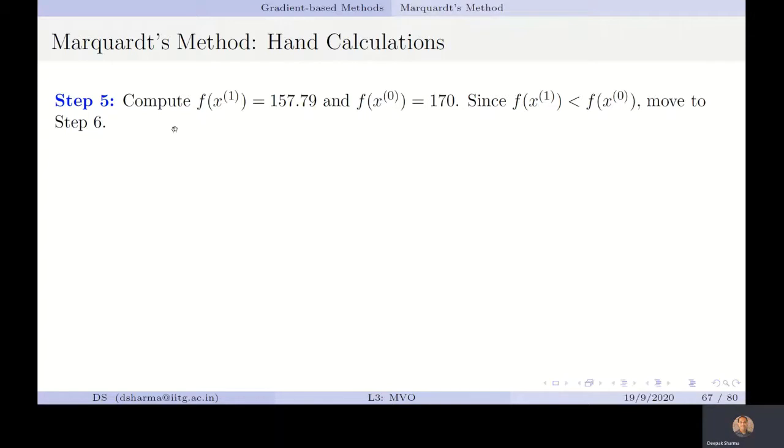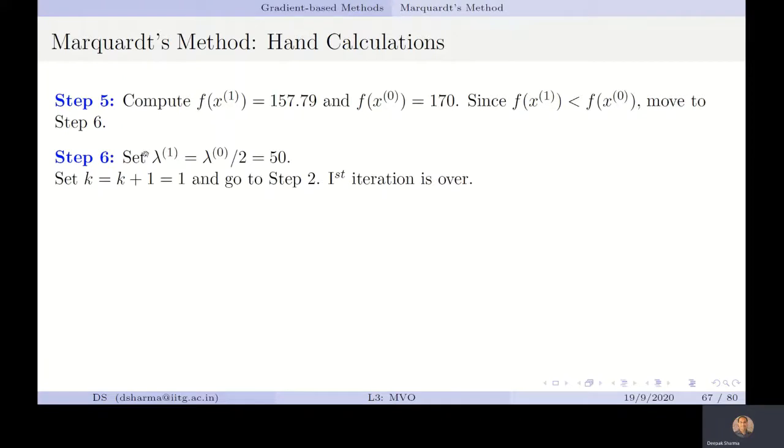In step 5, we compute the function value at x1, which is 157.79, and the function value at x0, 170. Looking at these two values, we know the function value at x1 is better than x0. So we are going to move to step number 6. Since the direction we found is good, in which the function value is improving, we are going to reduce the value of lambda. So lambda 1 will become lambda 0 divided by 2. So it is coming out to be 50.